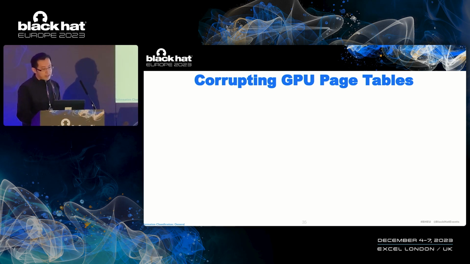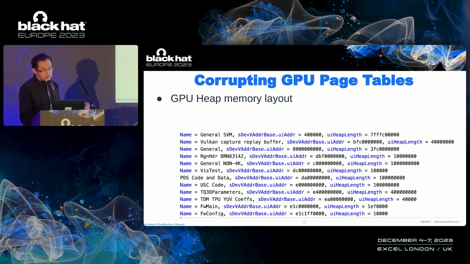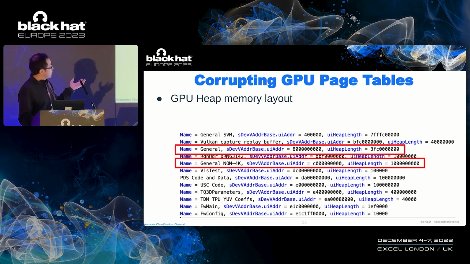There are other interesting ways to corrupt the GPU page tables by sparse memory bridge APIs or other APIs. Like, according to the PowerVR GPU virtual memory layout, there's a general heap area and the general non-4K areas. As you can see here, it's kind of weird.